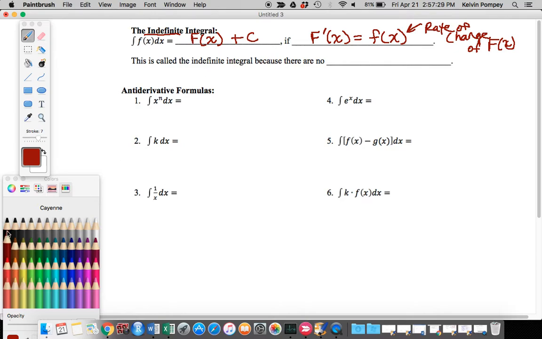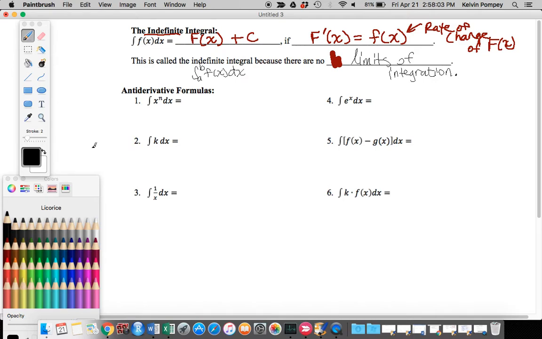This is called the indefinite integral because there are no limits of integration. Meaning, normally we would write the integral from a to b of f of x dx. Well, whenever we don't have these limits of integration, we call this an indefinite integral. In order for us to compute these things, we have to remember some formulas, right?